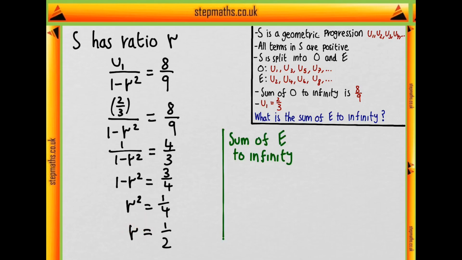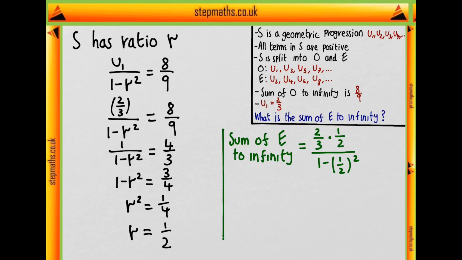Because what we're asked is to find the sum of E to infinity. So we know that's equal to this. Because the first term of E is U2, which is going to be U1, 2/3, times R, which is a half. So 2/3 times a half. And over 1 minus R squared, because the ratio, again, is going to be R squared, because we times by R twice to go from U2 to U4. We don't go up in steps of 1, we go up in steps of 2. And R squared is a half squared, just a quarter. So we get this, 1 minus a half squared on the bottom.